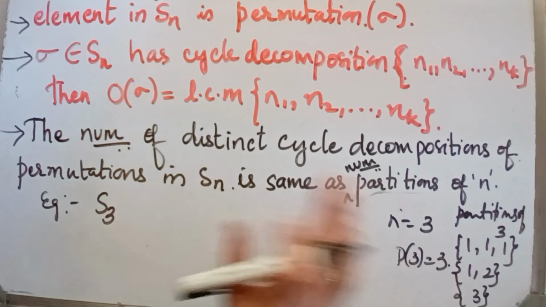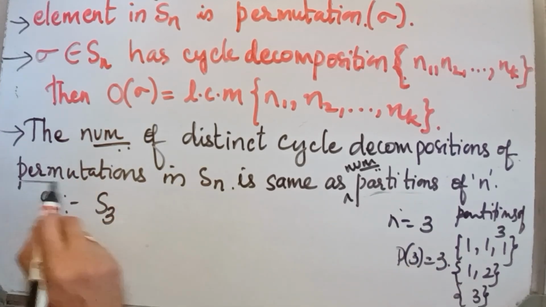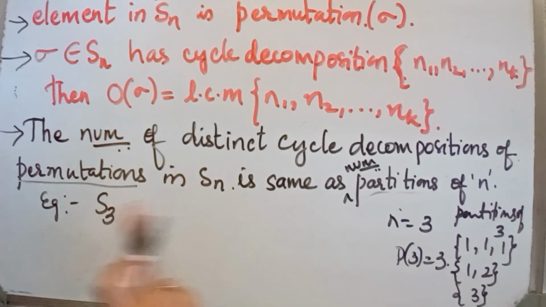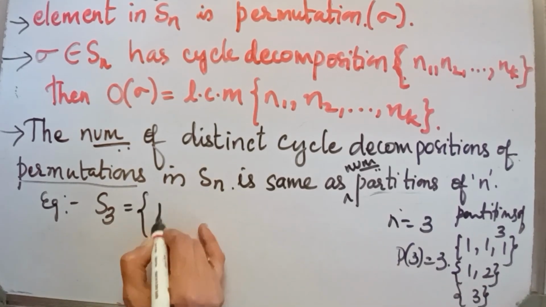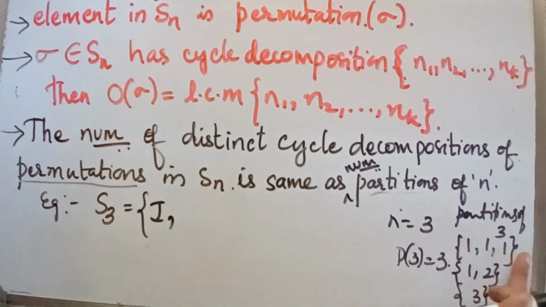The cycle decompositions of permutations in S3 are also 3. Means there are 3 types of cycle decomposition. One is identity, another is 2 cycle, another is 3 cycle. That is in this way. So S3 has identity. Identity is nothing but 1 comma 1 comma 1.